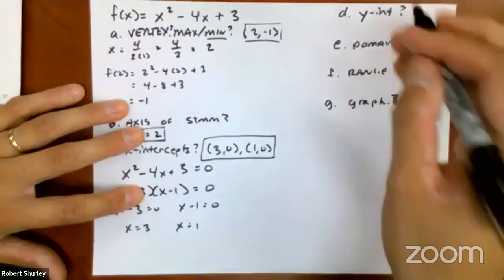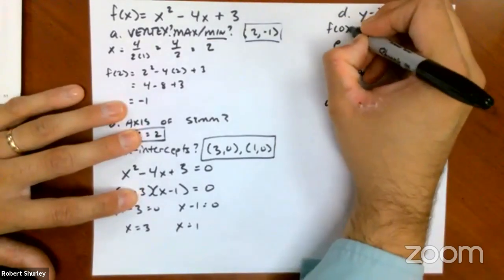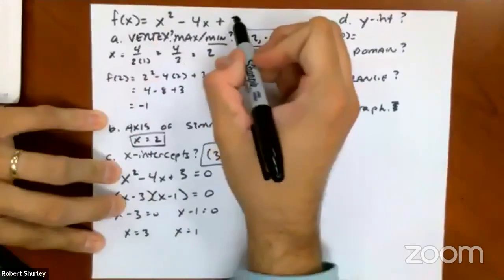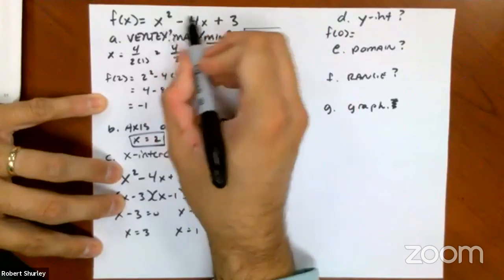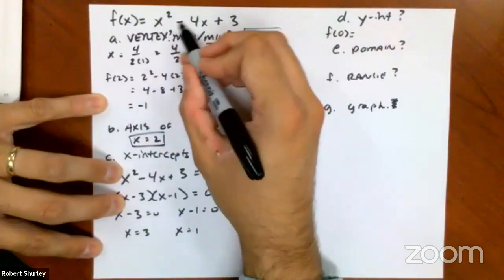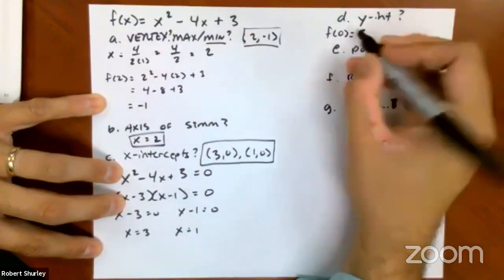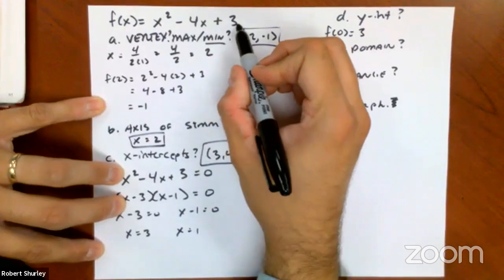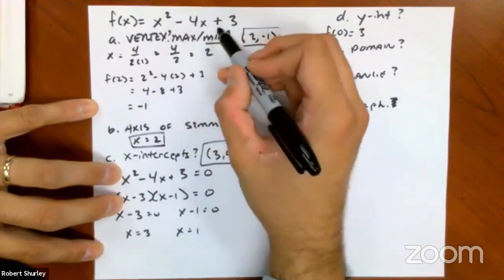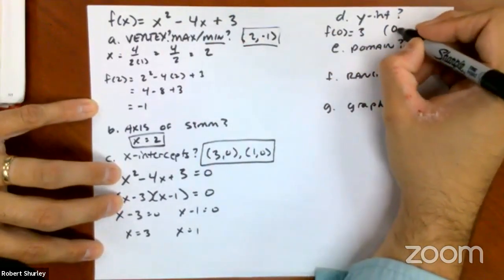Y-intercept is really easy. You put in 0 into the equation. Notice the first 2 terms have x's, so they're going to go away. It leaves you with a constant. The constant is always the y-intercept if it's written in this form. So therefore, it's 0, 3.